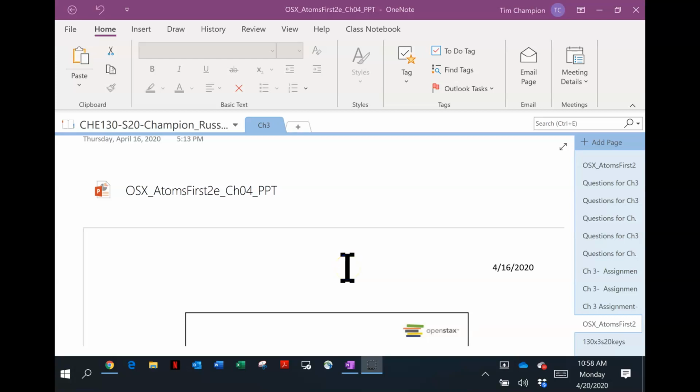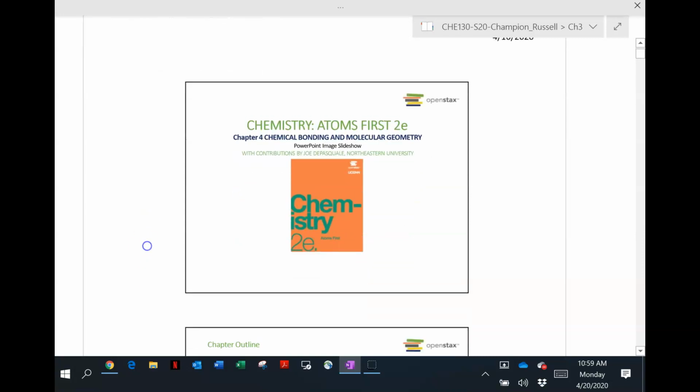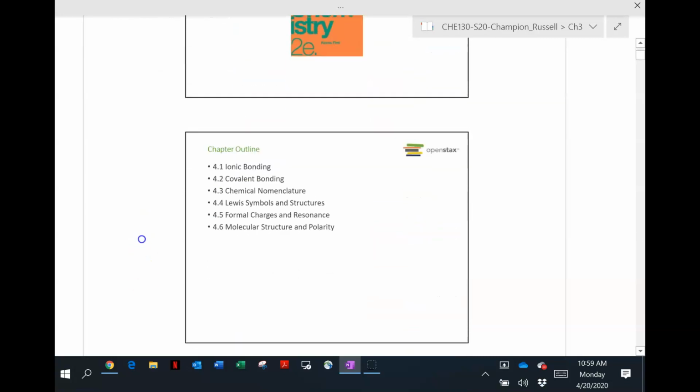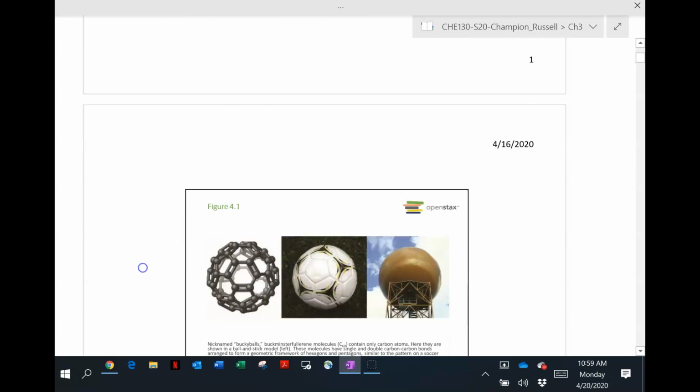Hello there. We're going to look today at the OpenStax Chemistry textbook, Chapter 4, Chemical Bonding and Molecular Geometry. We're going to start off with a brief overview on ionic bonding, a brief overview on covalent bonding. Then we're going to talk a little bit about nomenclature, and that's probably as far as we'll get in this video. Later on, we'll take on the rest of the chapter, so let's start with this.